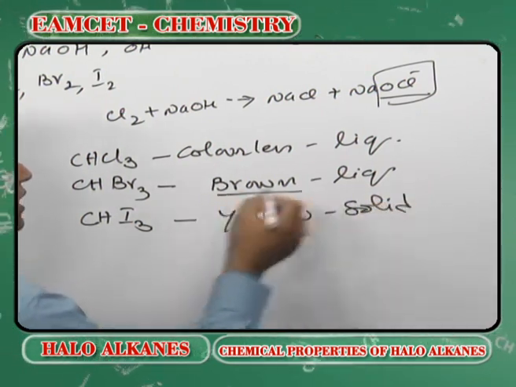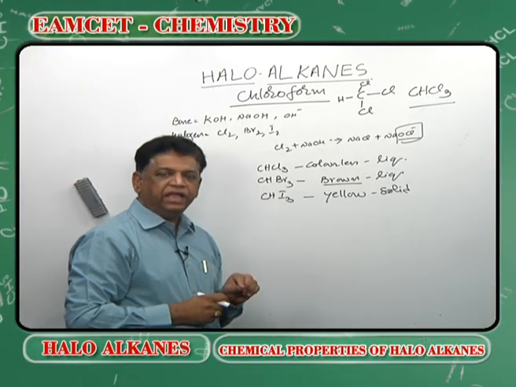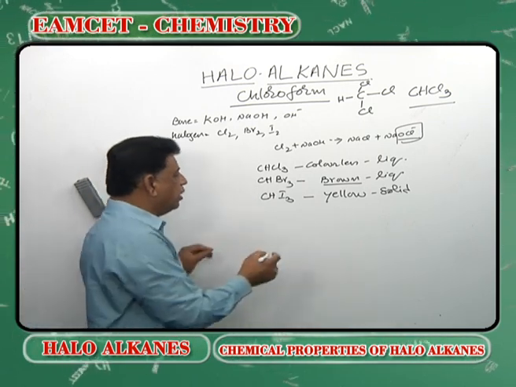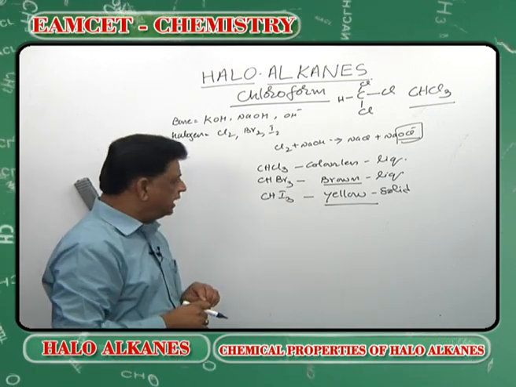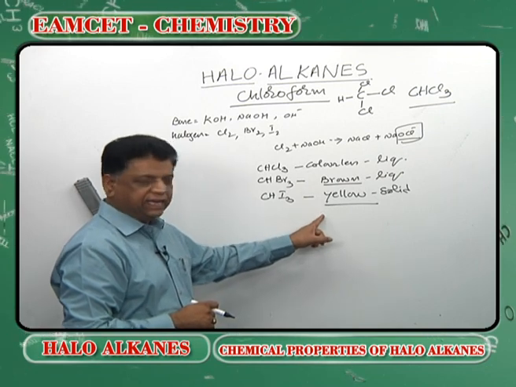Whenever you have a color when the reaction is taking place, the color will give an idea whether the reaction is taking place or whether the reaction is complete or not. So therefore, in the bromoform and iodoform reactions, you can see the progress of the reaction by getting these colors.